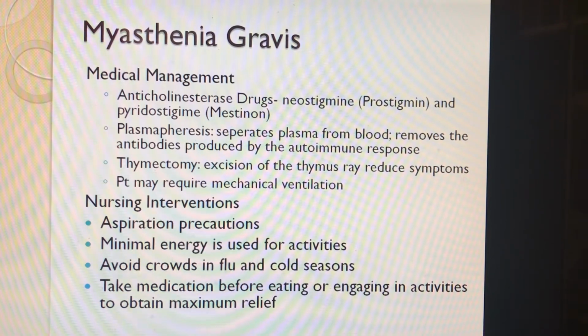Medical management: anticholinesterase drugs. They can do plasmapheresis, which separates plasma from the blood. This removes the antibodies produced by the autoimmune response. They can do a thymectomy, which is an excision of the thymus that may reduce symptoms, and the patient may require mechanical ventilation. Nursing interventions are aspiration precautions, using minimal energy for activities, avoiding crowds in flu and cold seasons, and taking medication before eating or engaging in activities to obtain maximum relief.